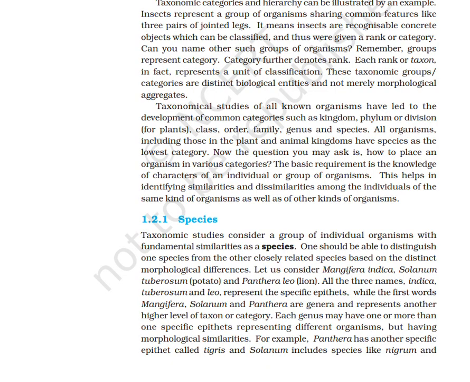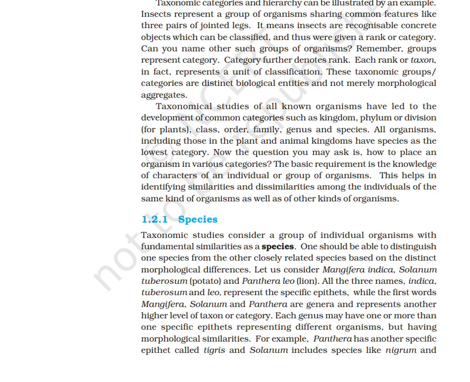Species. Taxonomic studies define a group of individual organisms with fundamental similarities as a species. One should be able to distinguish one species from the closely related other species based on the distinct morphological differences. Let us consider Mangifera indica, Solanum tuberosum, potato, and Panthera leo, lion. All three names, indica, tuberosum, and leo, represent specific epithets, while the first ones, Mangifera, Solanum, Panthera, are genera and represent another higher level of taxon or category. Each genus may have one or more than one specific epithets representing different organisms.